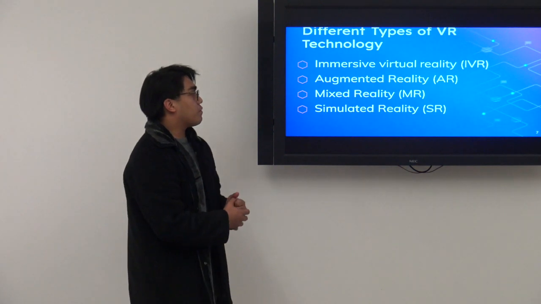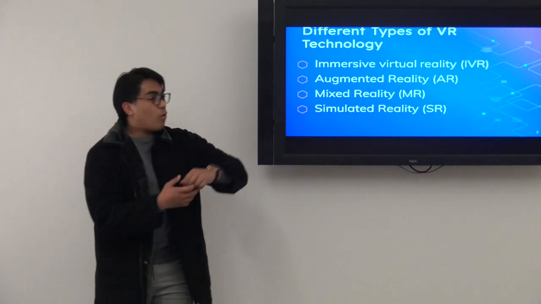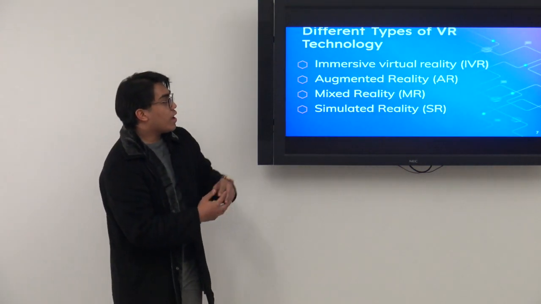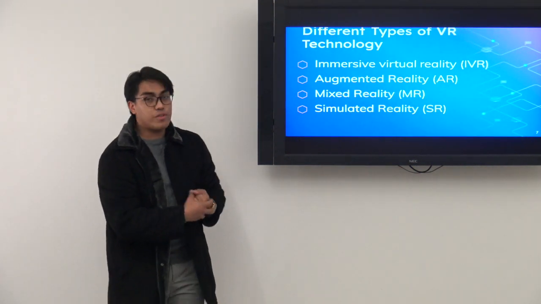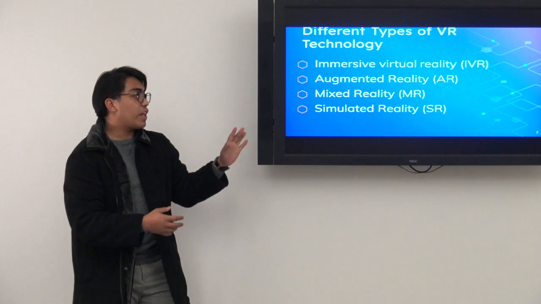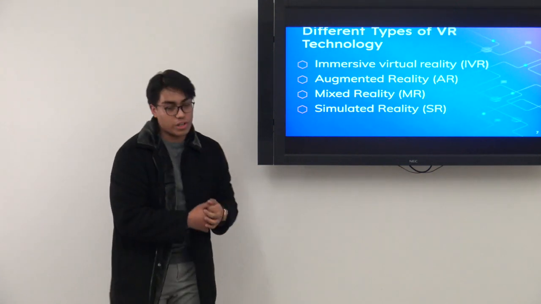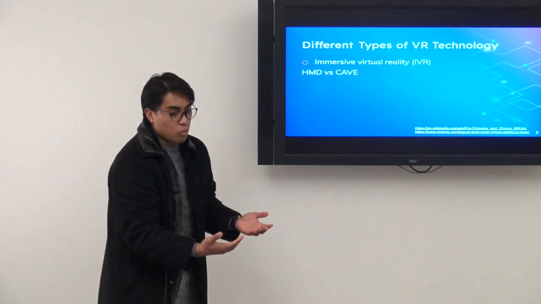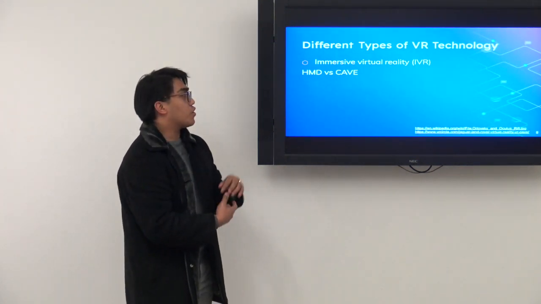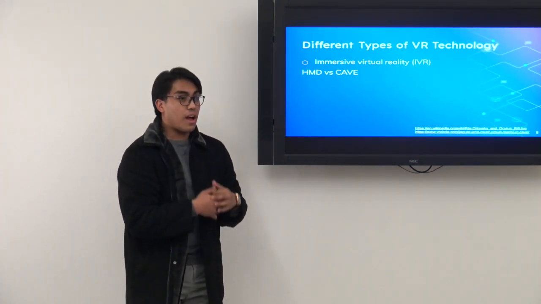There are many different types of VR. I'll go over all of these eventually. I'll go over the first three first: immersive virtual reality, augmented reality, mixed reality, and then later onwards, I'll go over simulated reality. So, one of the types I mentioned was immersive virtual reality, IVR.